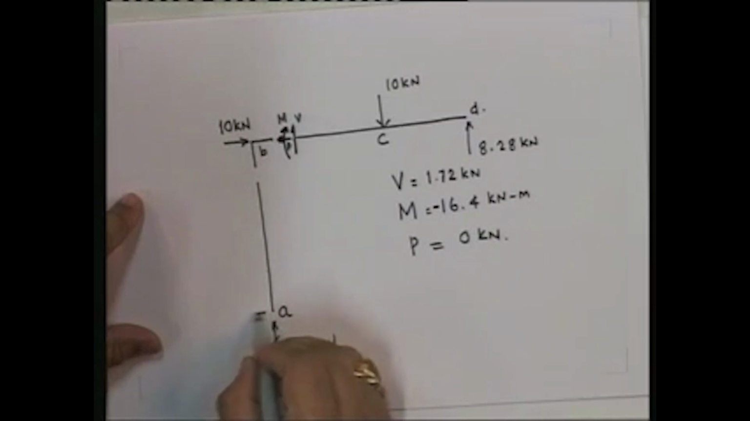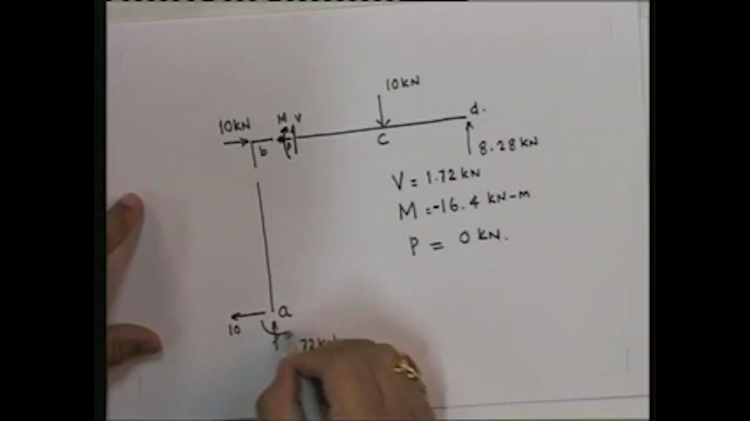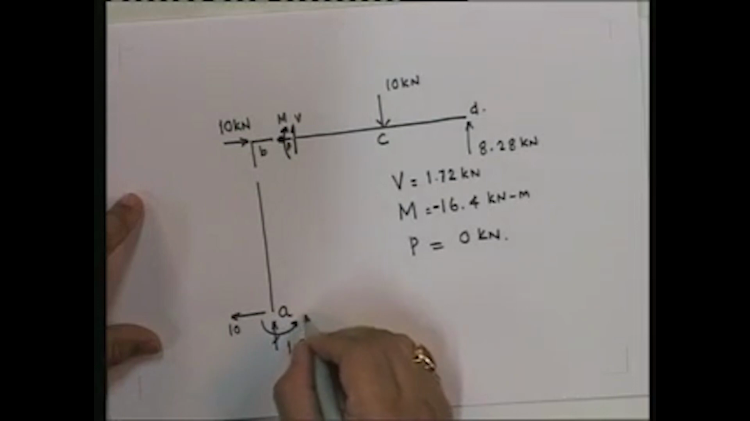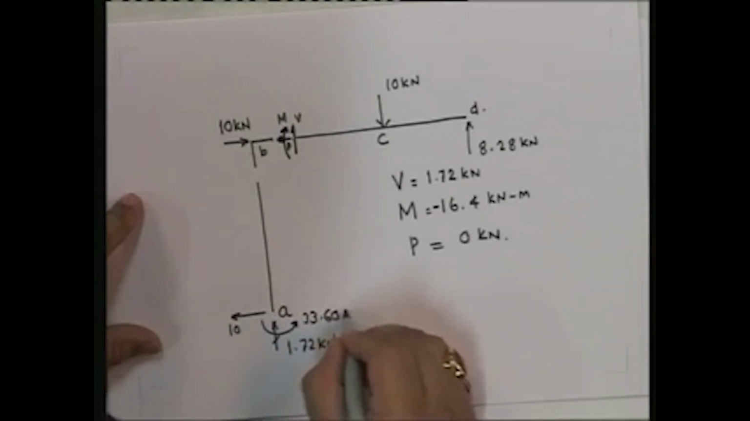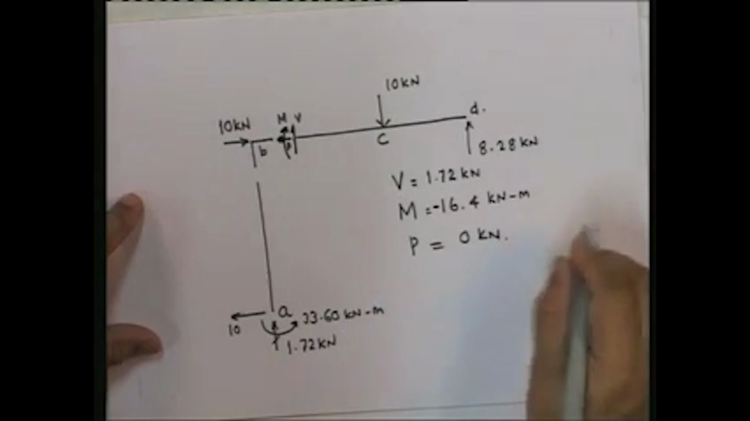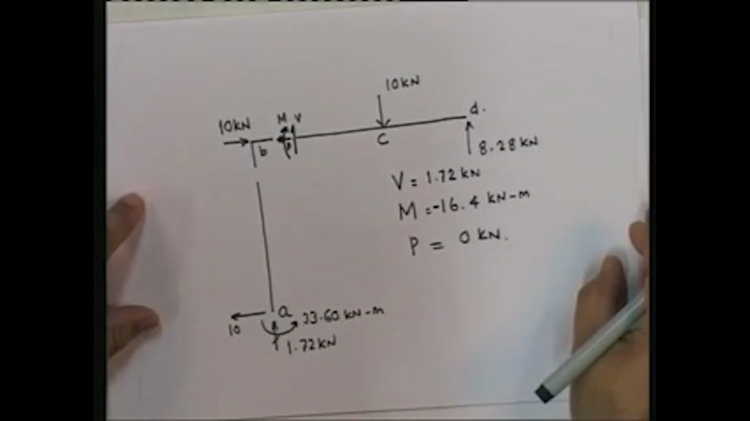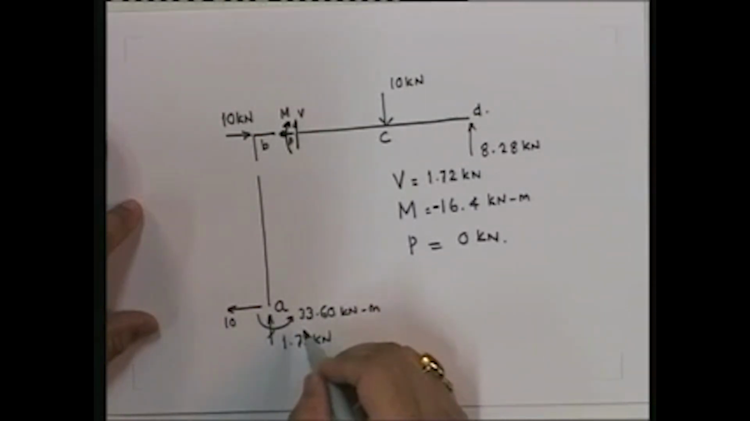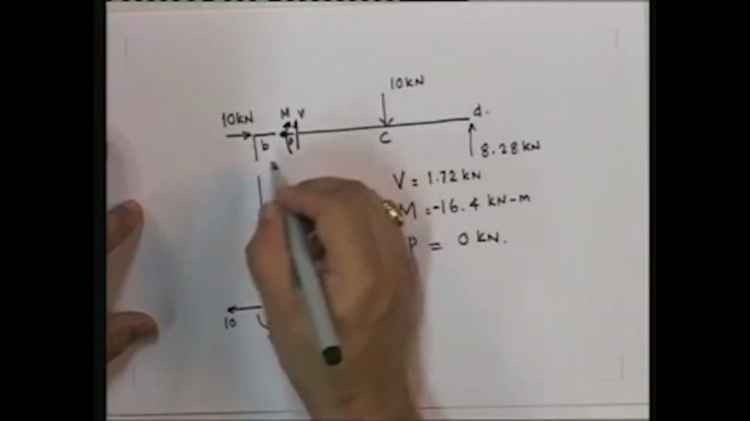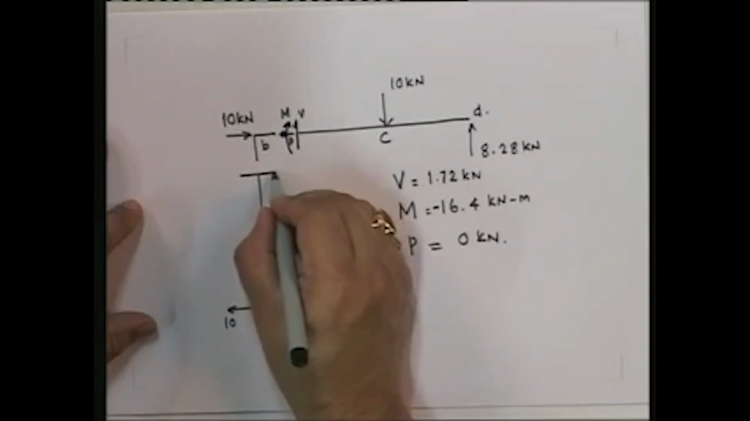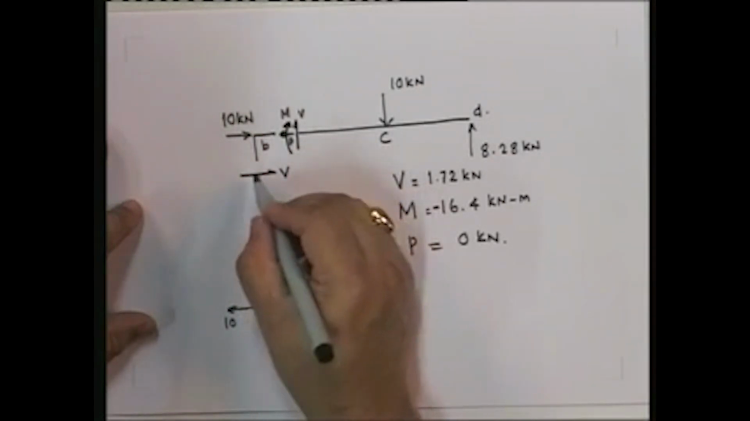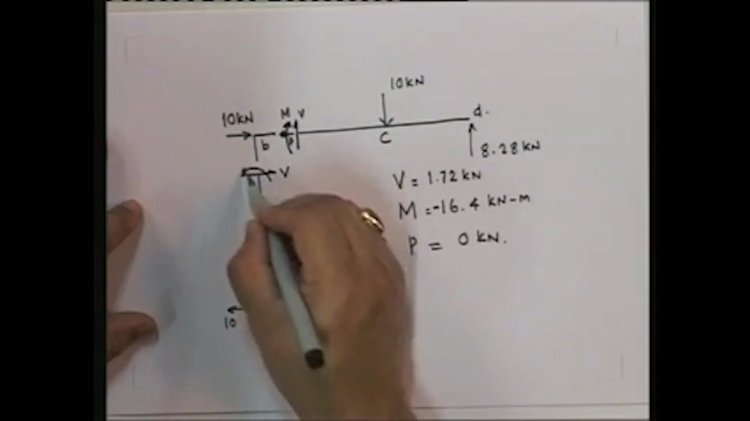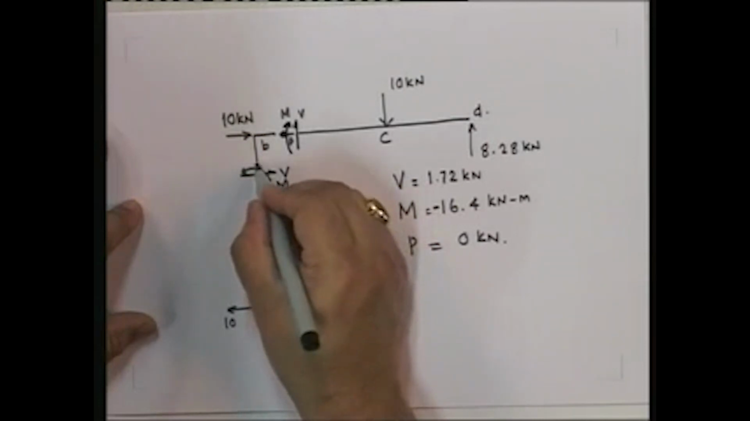1.72, this is going to be 10, and we've already found this out, right? So this is 33.60 kilonewton meter. Okay, and if you look at this particular case, how do I find out the... when I make a cut here, I'm going to get a reaction V here, I'm going to get a moment here, and I'm going to get an axial force P here.